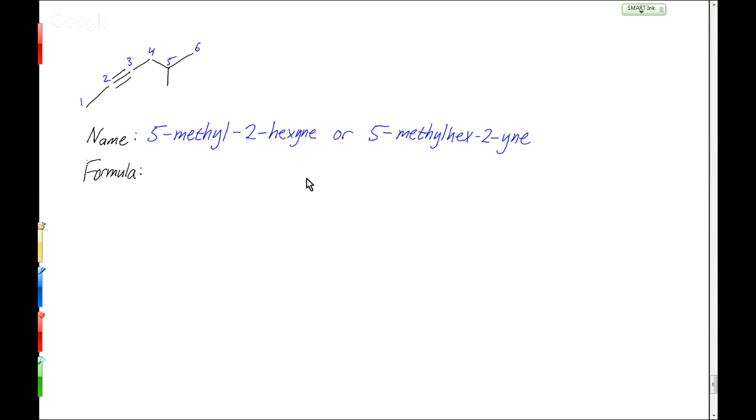So what's the formula here? Not the condensed structure, just the molecular formula. H12. No, it should be C7H12. Yeah. C7H12, right? 1, 2, 3, 4, 5, 6, 7 carbons. Hydrogens are 1, 2, 3, 4, 5, 6, 7, 8, 9, 10, 11, 12.